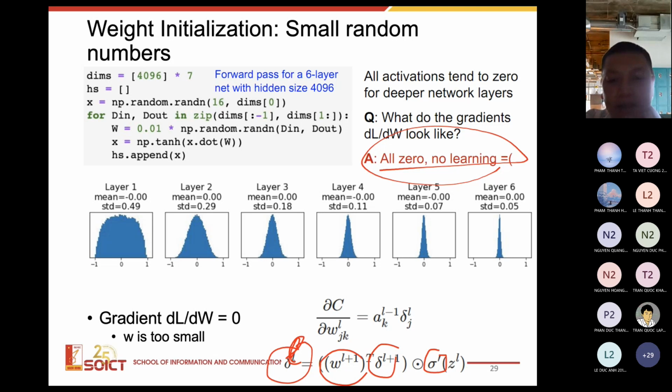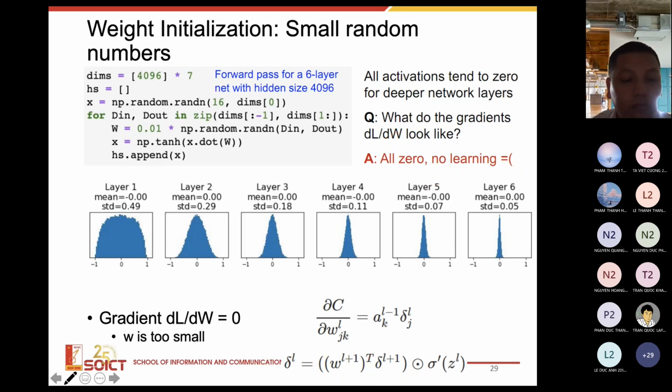Is that clear in this slide? Is it clear? Do you understand the formulation? Okay, so I might continue.